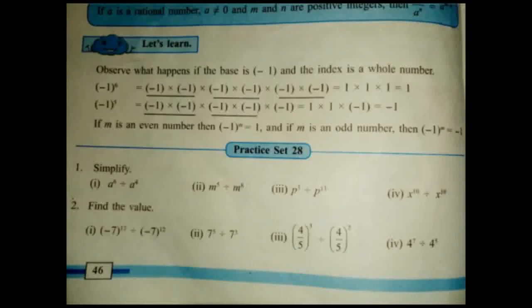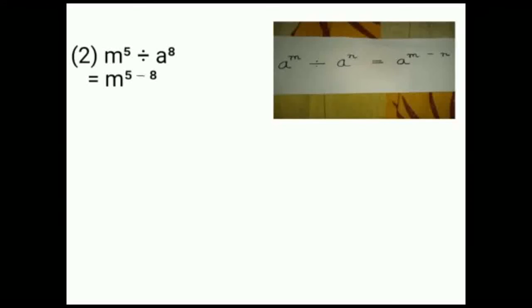Now you have to subtract this index. Base write as it is. Correct answer is a raised to 2. Next, m raised to 5 divided by m raised to 8 is equal to m raised to 5 minus 8. Subtract only the index. Base write as it is. Correct answer is m raised to minus 3. How you got minus 3? Because if you subtract 8 minus 5, answer is 3. Greater number is having negative. If the greater number is having negative sign, answer is negative.